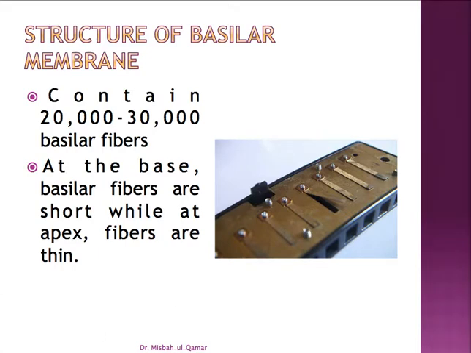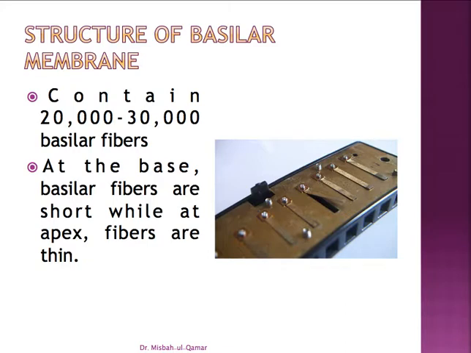These fibers of the basilar membrane vibrate like the reeds of the harmonica upon the arrival of the sound vibrations. So this is how these fibers show movement, and their movement results in the movement of the stereocilia, which are present on the hair cells, and this is how the electrical signals are generated in the hair cells, and then they are transmitted to the CNS.